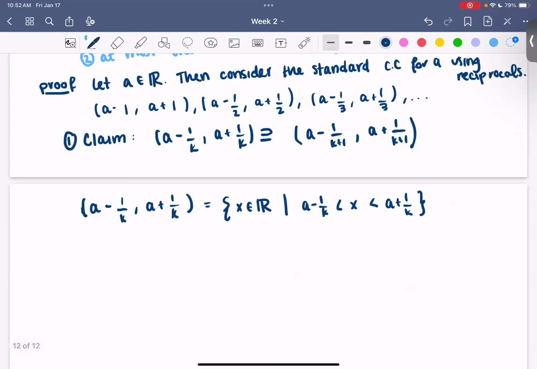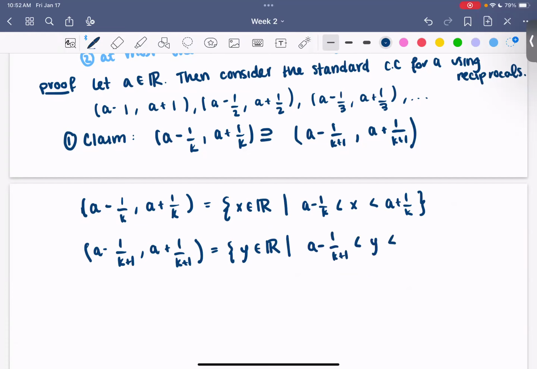Okay, then this other interval is a minus 1 over k plus 1 to a plus 1 over k plus 1. And this is the set of, I'll just call these y's just to make it less confusing. So this is going to be the set of y's in R such that a minus 1 over k plus 1 is less than y is less than a plus 1 over k plus 1. Okay.